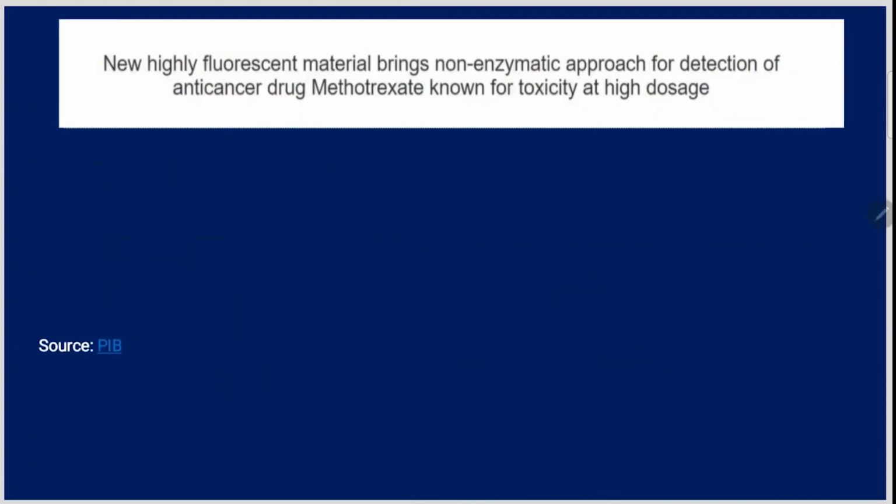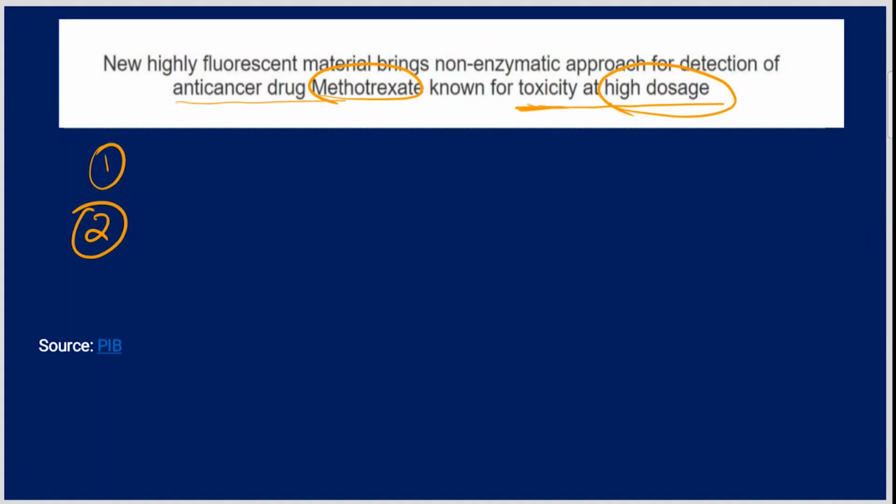New highly fluorescent material brings non-enzymatic approach for detection of anti-cancer drug methotrexate known for toxicity at high dosage. So all the prelims points about methotrexate are given in this one statement. What are those points? 1. It is an anti-cancer drug. 2. It will cause toxicity at high dosage. Alright. What is the context of this article?